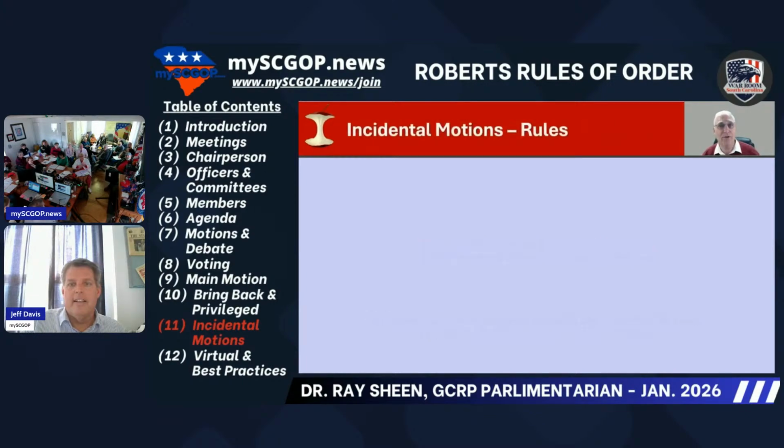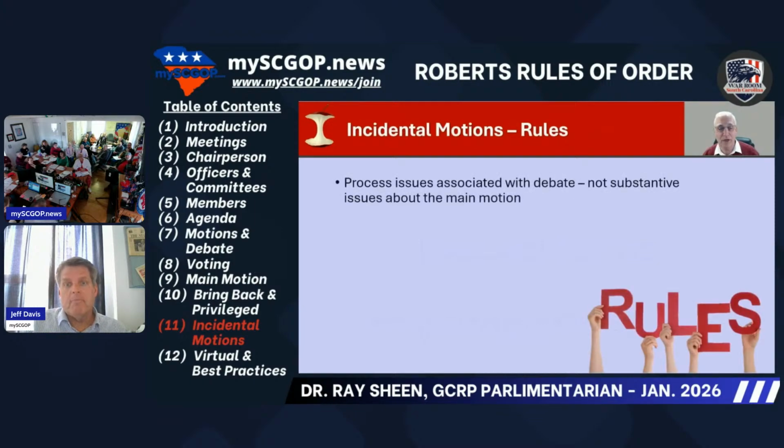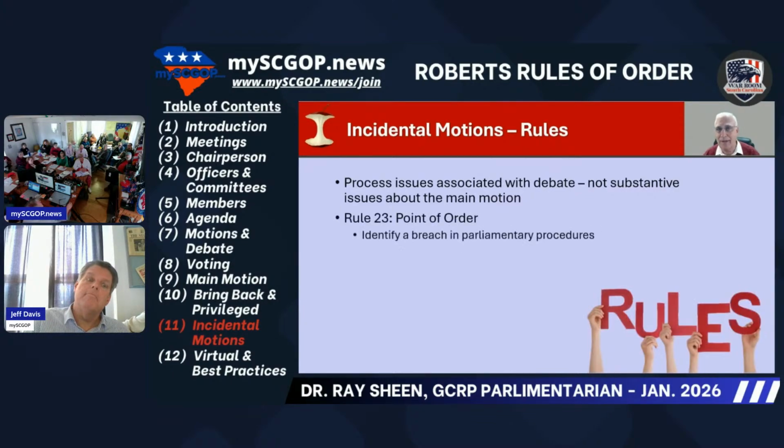So the first question is, what's an incidental motion? Incidental motions deal with procedural issues, not the subject of debate. However, they arise out of a pending motion or debate and must be decided before the question on which they arise. Some of them even allow a person to violate one of our principles of debate, and they can interrupt the proceedings. The most common of these incidental motions is the point of order.